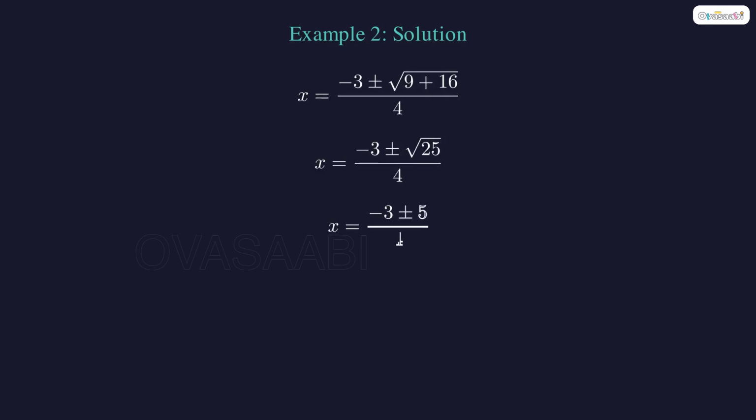Substituting. Negative 3 plus or minus the square root of 9 plus 16, over 4. That's negative 3 plus or minus 5 over 4. So x equals half or x equals negative 2.